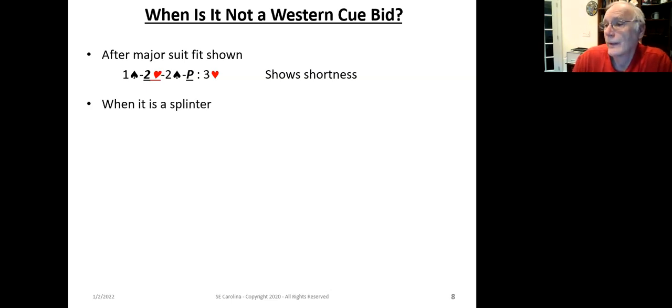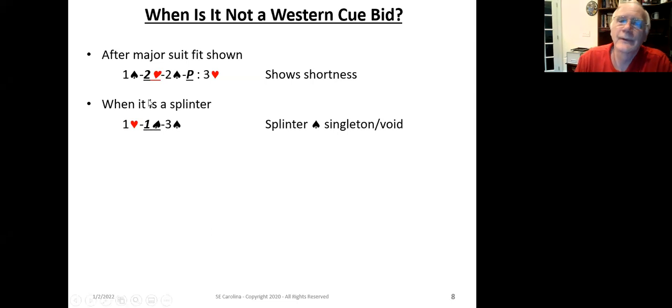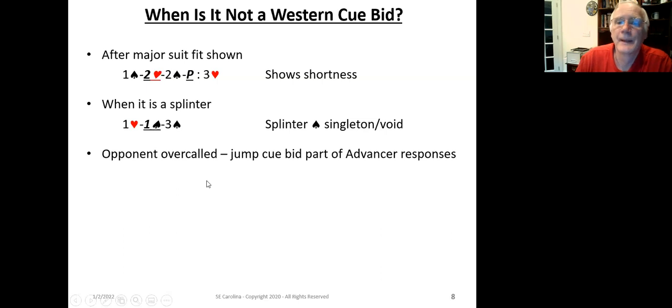Another situation is when the jump to the 3 level is not a Western cuebid, but a splinter bid. For example, your partner opens 1 spade, the opponent overcalls 1 spade, and you bid 3 spades. This is not a Western cuebid. This is a splinter bid saying, hey, we've got a fit in hearts, and I've got a singleton or a void in spades. Okay, got that? Not used when it is a splinter.